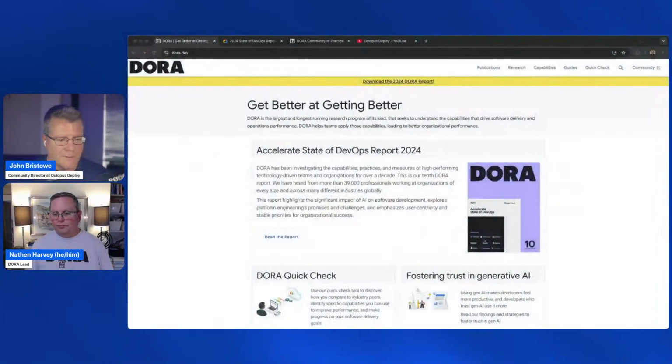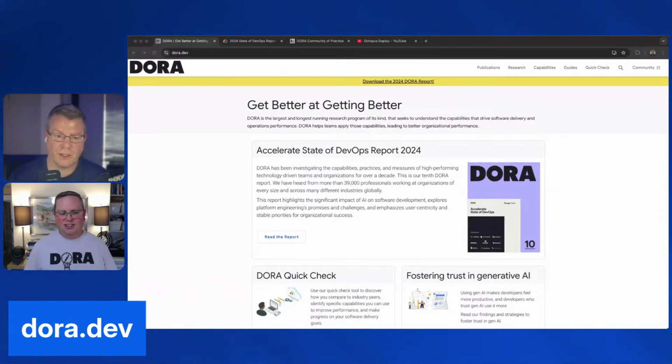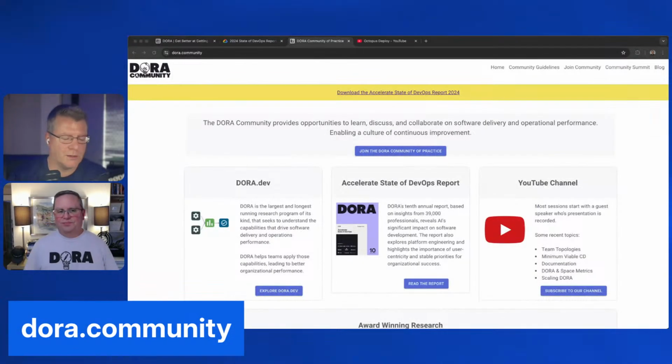So the site itself is DORA.dev, where you can find the report itself. As Nathan was mentioning, there's a bunch of information there. Definitely worth checking out, not just the report, but a bunch of interactive tools and elements that you can use, research capabilities, guides, the whole Megillah, as they say. The other one is the community, which is at Dora.community. Tell us a little bit about this.